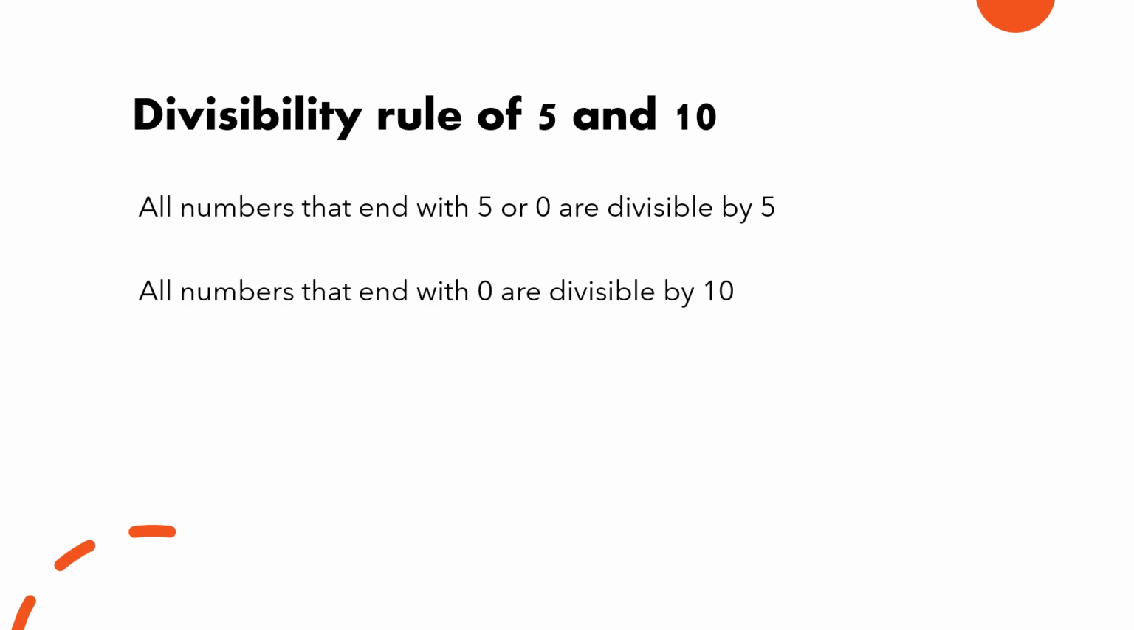Finally, we will summarize what are the divisibility rules of 5 and 10. All numbers that end with 5 or 0 are divisible by 5, and all numbers that end with 0 are divisible by 10. So this also means that all numbers that end with 0 are divisible by both 5 and 10. We will practice this in the test even more.